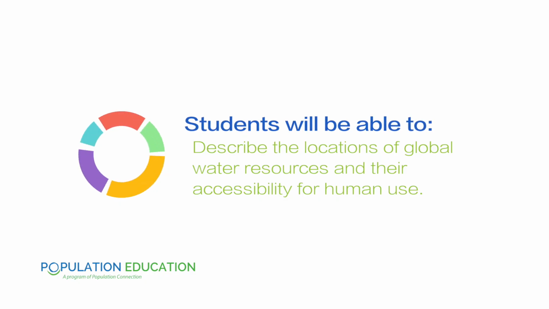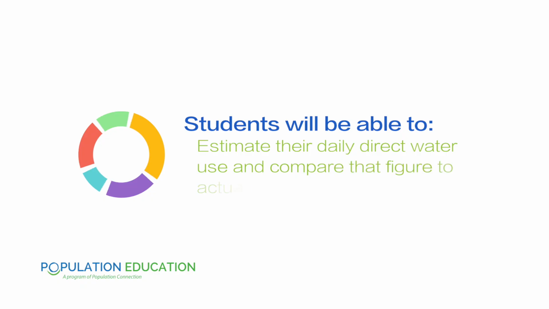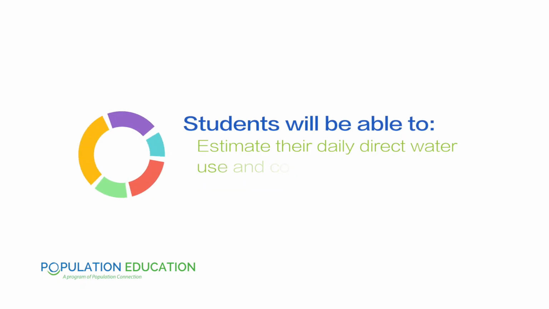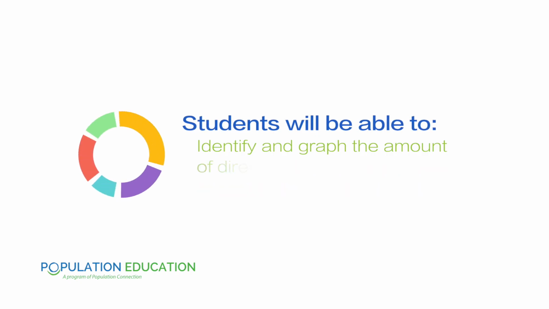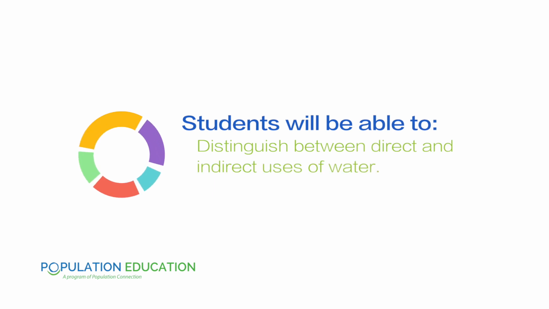By the end of this lesson, students will be able to describe the locations of global water resources and their accessibility for human use, estimate their daily direct water use and compare that figure to actual use, identify and graph the amount of direct water used by the class on common human activities, and distinguish between direct and indirect uses of water.